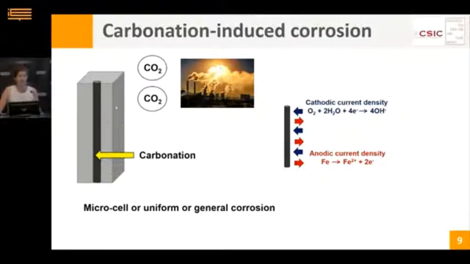This carbonation process occurs mainly during wet periods, when the concrete is temporarily wet due to rain. We can see here the cathodic reaction shown in blue and the anodic reaction shown in red, uniformly distributed over the steel surface. Both reactions occur in the same area, and this kind of corrosion is called microcell, uniform or general corrosion.